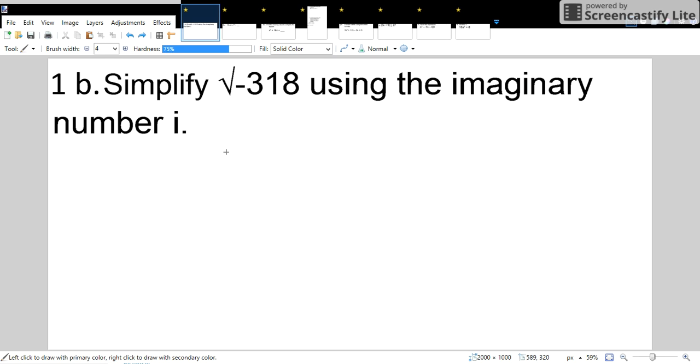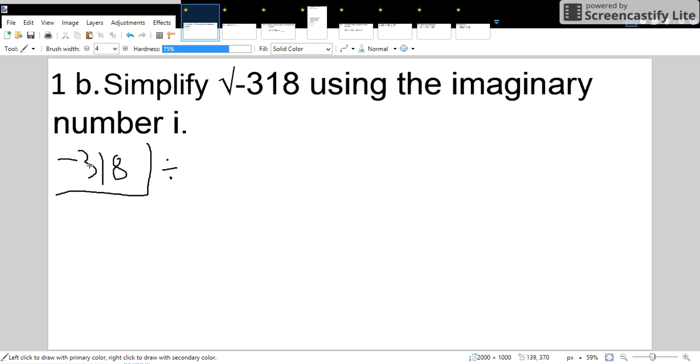Okay, on the review for test 6.5, on number 1B, is simplify square root of negative 318 using the imaginary number i. So on this one, you'll have a negative 318, and we're going to see if we can pull out any kind of perfect squares.